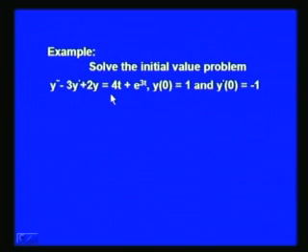Let us now study how we can find the solution of a differential equation with the given initial conditions. The conditions are y(0) equal to 1 and y'(0) equal to minus 1. The differential equation is y'' minus 3y' plus 2y equal to 4t e to the power t plus e to the power 3t.